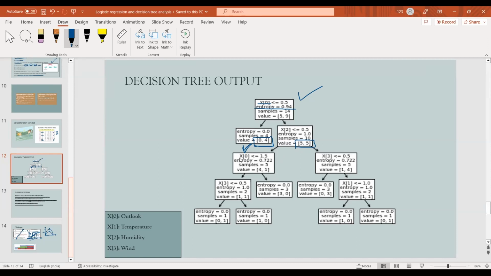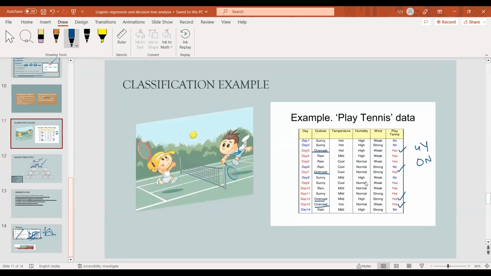And again, we are splitting it further. X2 is humidity. After outlook, when you do the calculations of Gini again, you will find that the lowest Gini or the lowest entropy is for the humidity parameter. So that is how the second split is at humidity. When X2, humidity, is less than or equal to 0.5, it is normal, because in the label encoding we have mentioned high as 1 and normal as 0. So when it is less than 0.5, the humidity is normal.